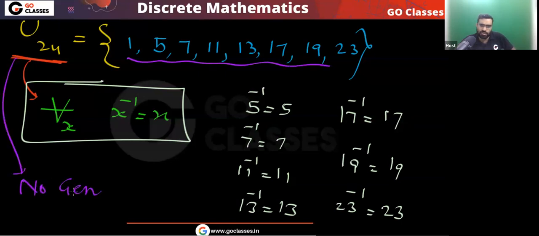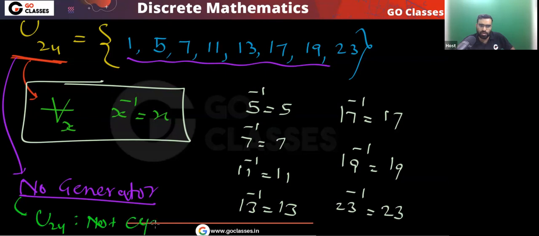There is no element which can generate all the elements. So I can say that U24 is not a cyclic group. This group is not cyclic. Very simple. I hope all these points are clear.